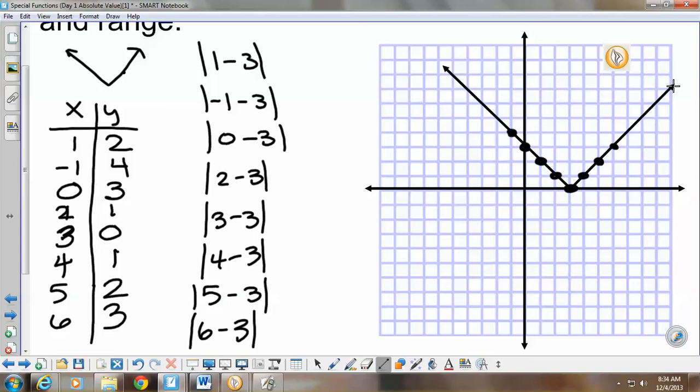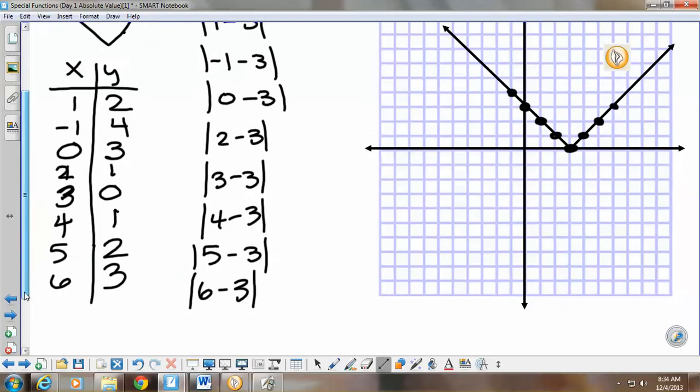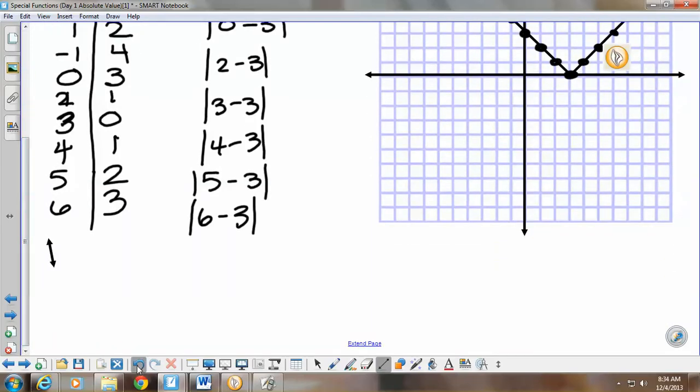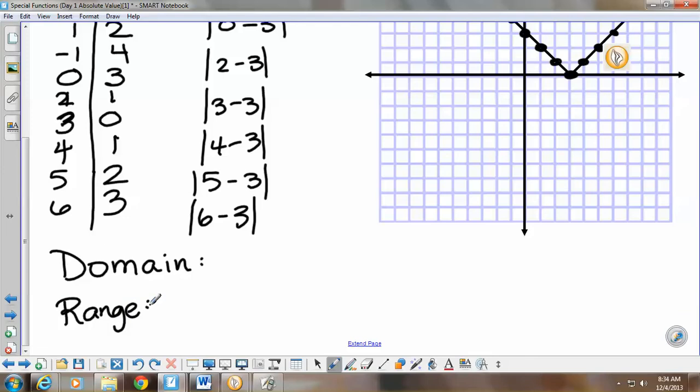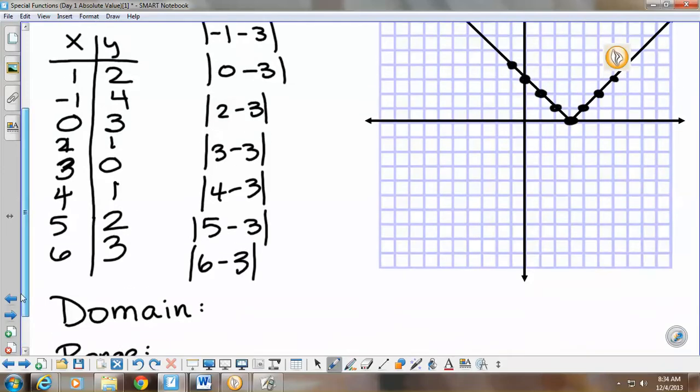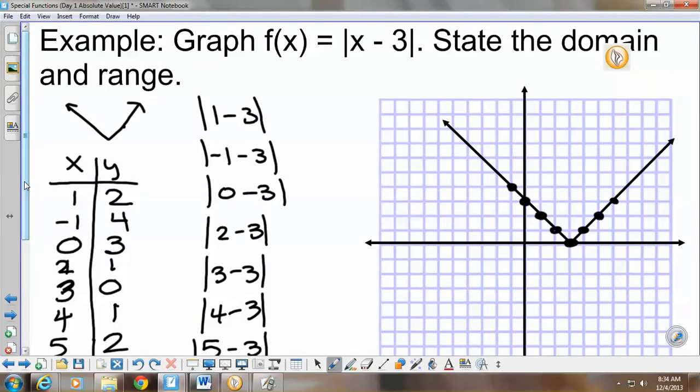Now, in addition, we need to identify the domain and the range. There's a couple of ways that you can think about domain and range. Let's first tell you what they are. We talked about domain and range when we talked about functions. And something else I want to add in here is that this was in function notation, correct? Our problem, f of x equals the absolute value of x minus 3. That f of x indicates that our problem is in function notation.